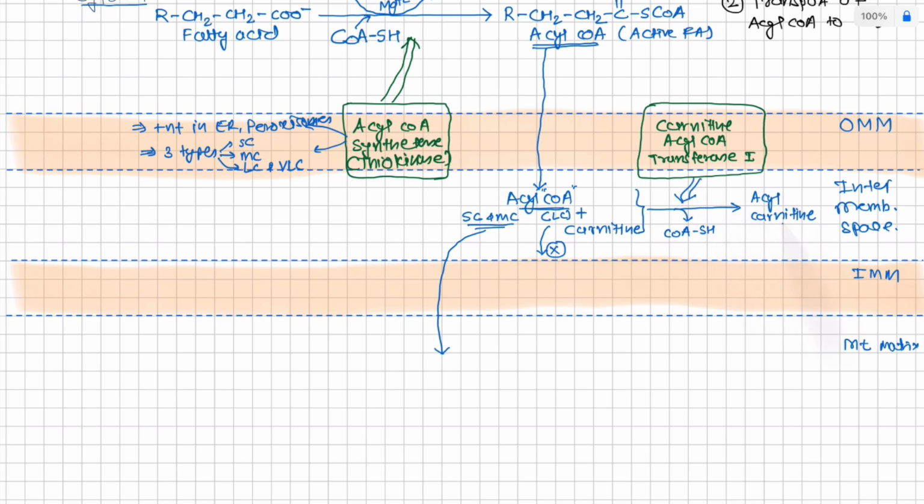Once it is converted to acyl carnitine, then in the inner mitochondrial membrane there is a specific transportation channel. Suppose this is that particular transportation channel, and it works by a counter mechanism: acyl carnitine enters into the mitochondrial matrix in exchange for carnitine. So carnitine travels from the mitochondrial matrix into the intermembrane space, and this carnitine can be reutilized over here. Now what happens?